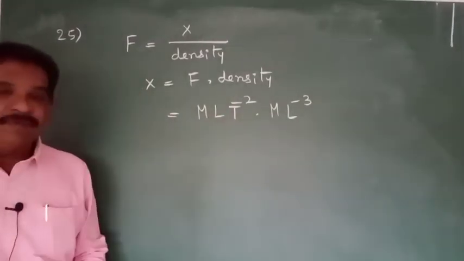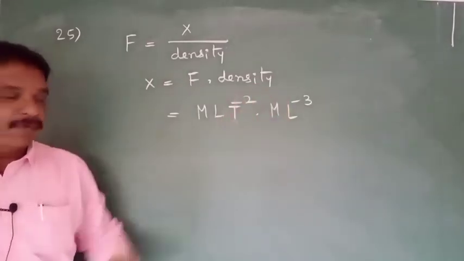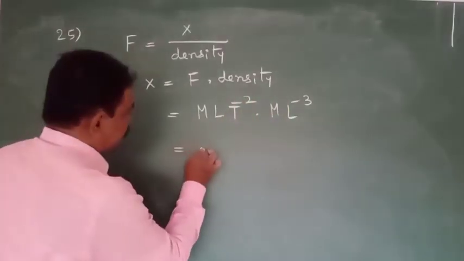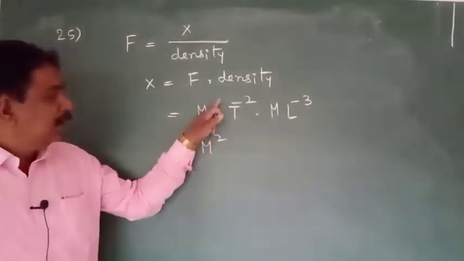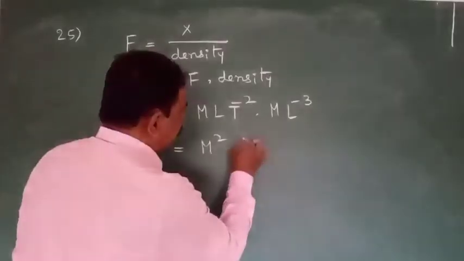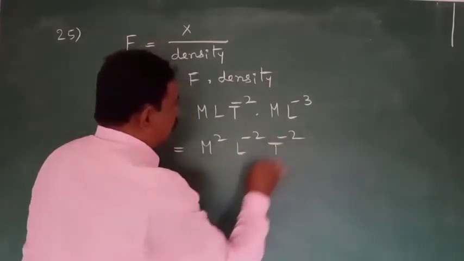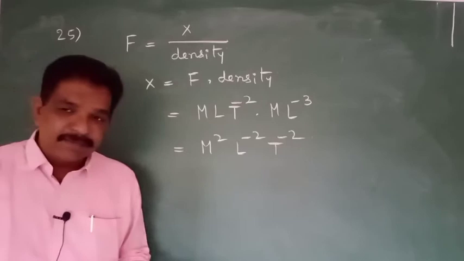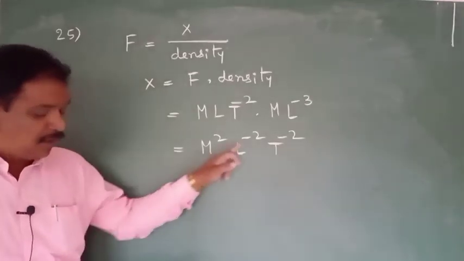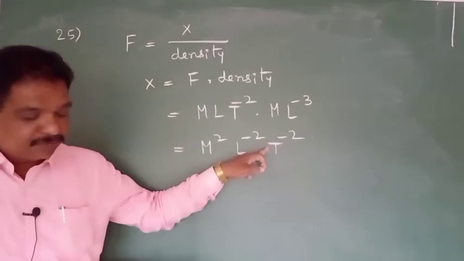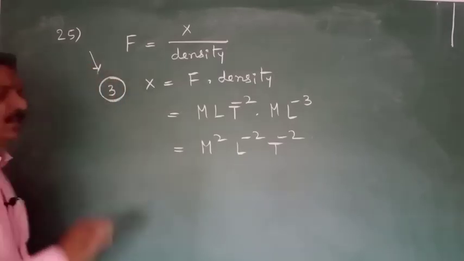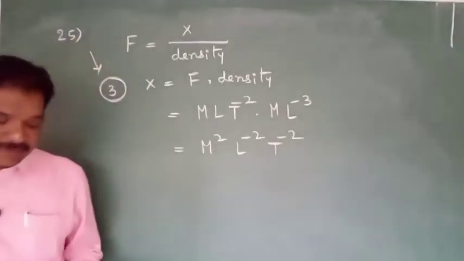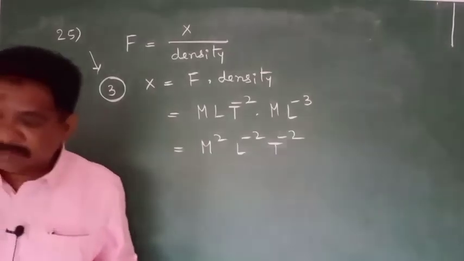M L T power minus 2 times M L power minus 3 becomes M square. M into M will be M square. Here L power 1 is there and L power minus 3 is there, so it becomes L power minus 2. It becomes T power minus 2. M square, L power minus 2, T power minus 2. The option will be the third option. So 25, it will be the third option. Clear? Next, question number 26, what are they giving?